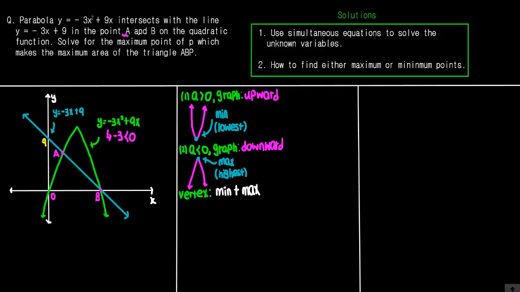That's the information about the points A and B. The points A and B are the intersections between the quadratic function and the linear function. So let's solve for their coordinates. At first, let's solve for B because it's easy to solve visually. If you think about the position of B, it is the intersection between the quadratic function and the linear function.